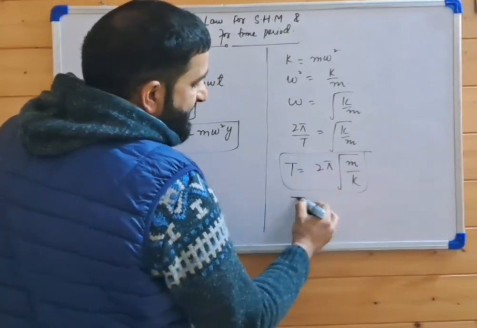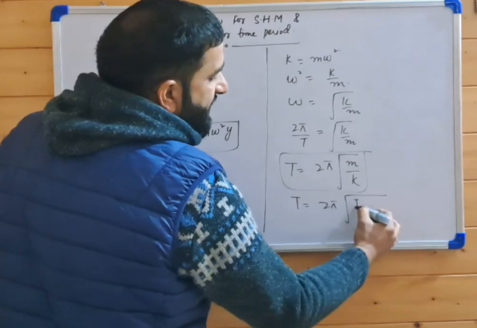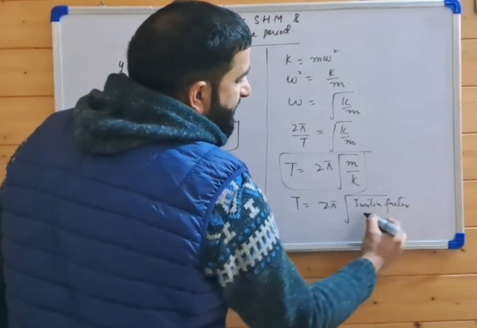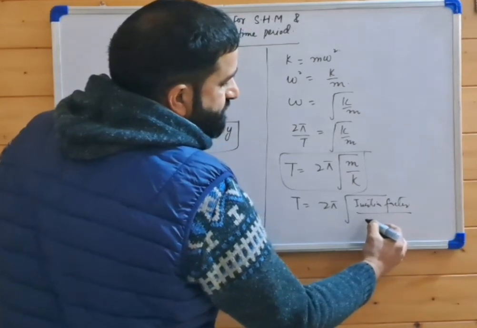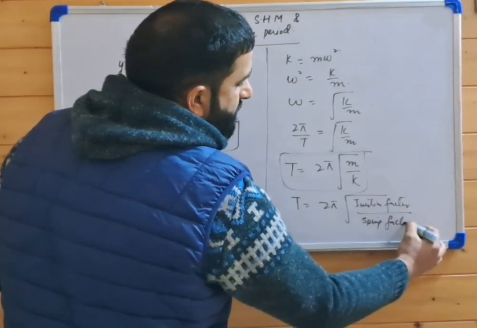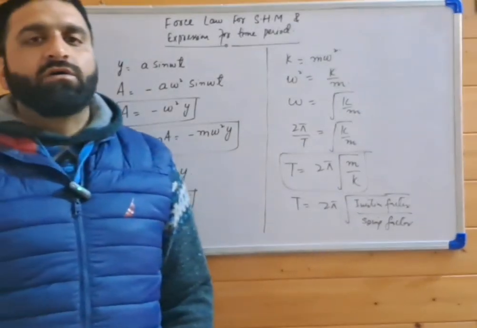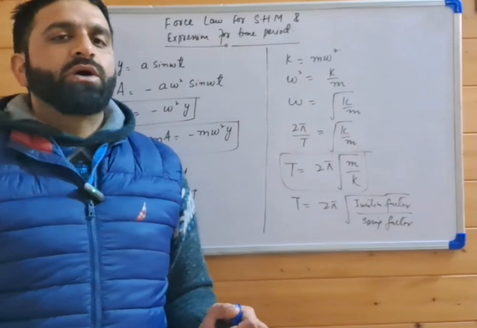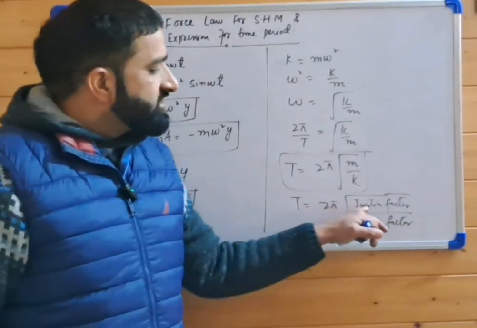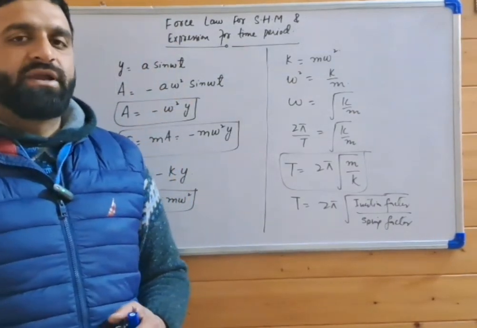Or we can say that T is equal to 2 pi root of m, the inertia factor, and k is the spring factor. So for calculating the time period of all the simple harmonic oscillators or simple harmonic vibrators, we have to watch out for the inertia factor, and we have to watch out for the spring factor.